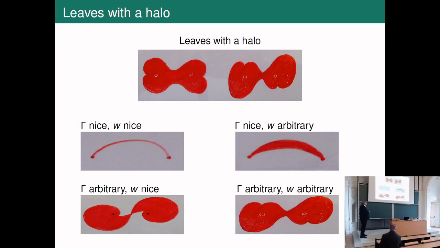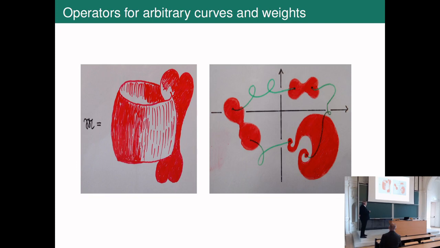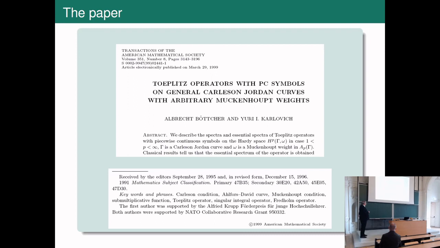I will now explain what this means, but let's recall. If the curve is nice and the weight is nice, we have circular arcs. If the curve is nice and the weight is general, we have horns. If the curve is arbitrary and the weight is nice, we have such things with a separating point in the middle, and if the curve is arbitrary and the weight is arbitrary, then this separating point disappears and it may thicken here. We obtain leaves with a halo. In the general case, this is the maximal ideal space, and to find the spectrum of the operator, we have to fill in such sets.